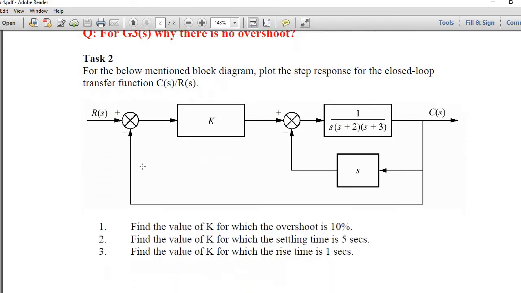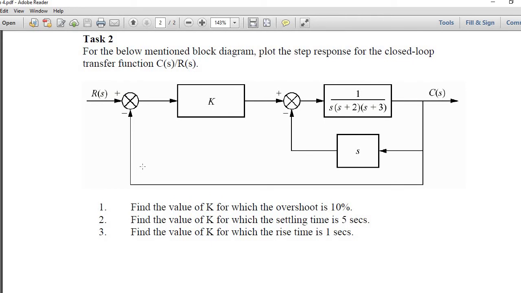Now task 2 is a very interesting one. If you look here, there is a system where these two blocks you can reduce by factorization. After that you have to multiply by k. Now the idea here is that we have to design this C by R so that we can calculate or find out k. Now there are 3 questions that we need to answer.